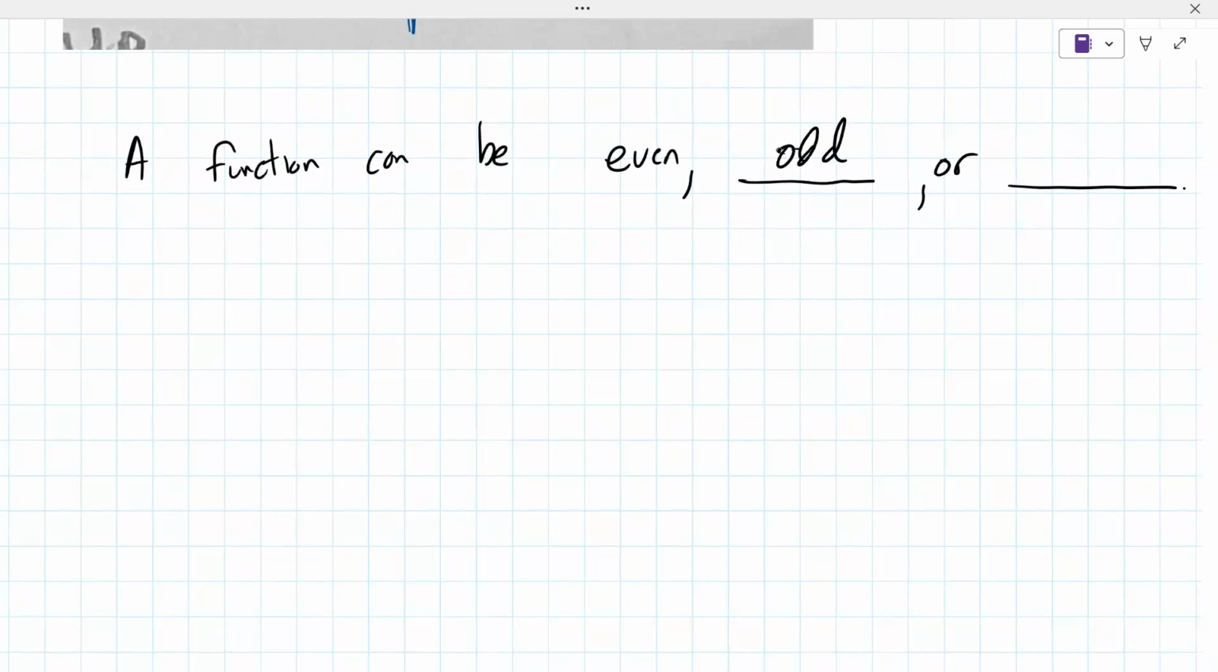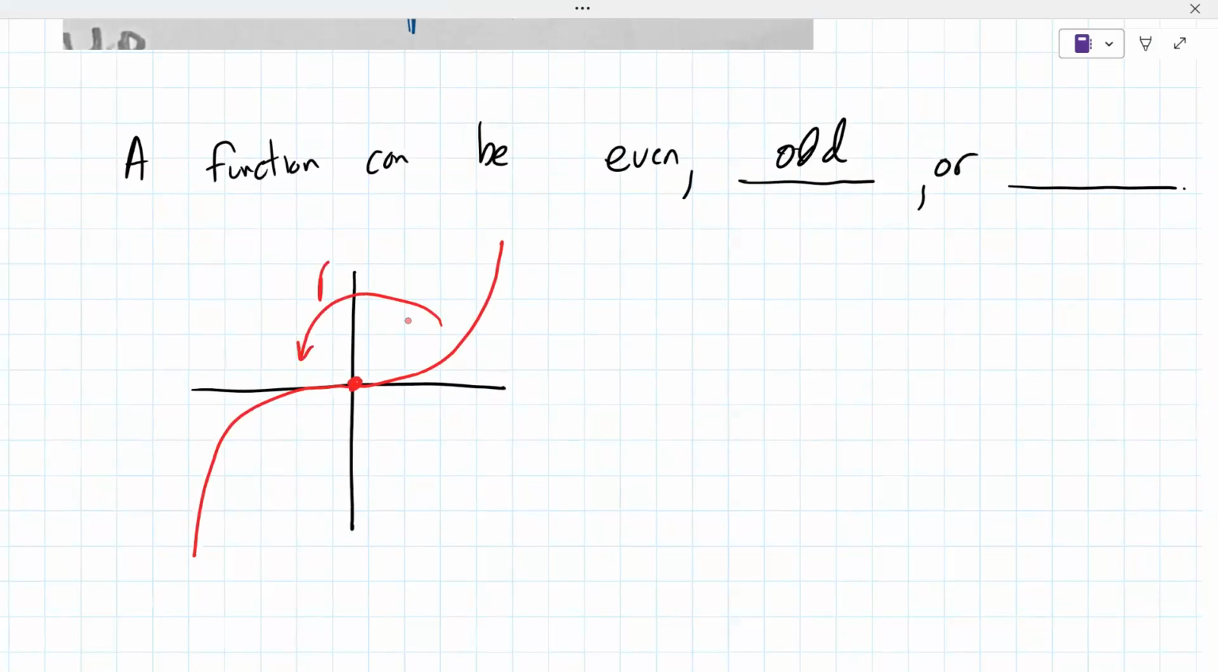The graph has to be the same in such a way that you take this piece up here and rotate it to get this piece down here. It's called origin symmetry or point symmetry. Have you heard that before? Oh yeah, I heard that.